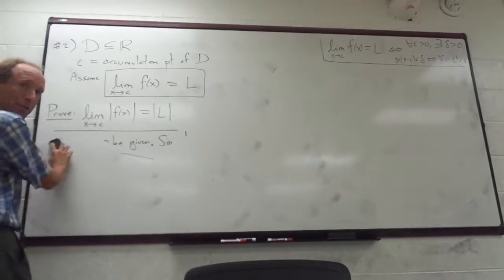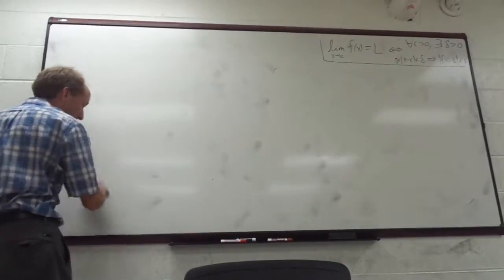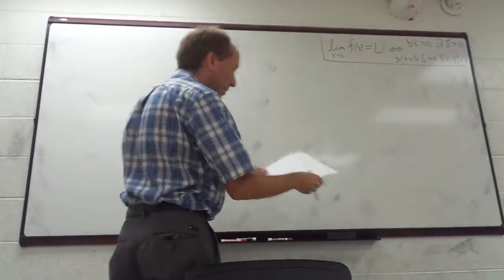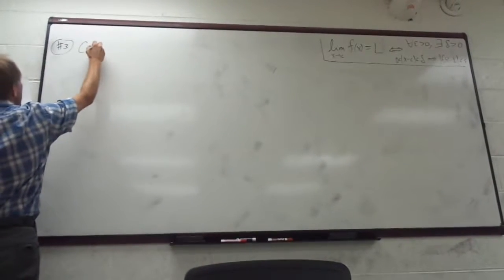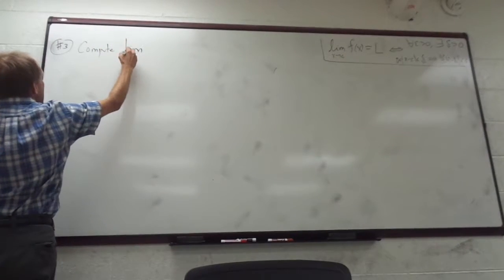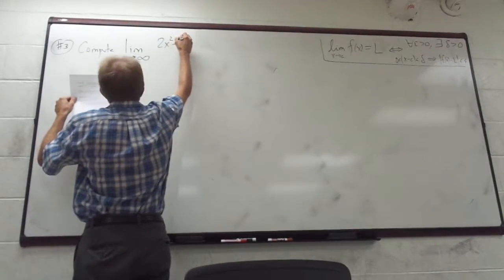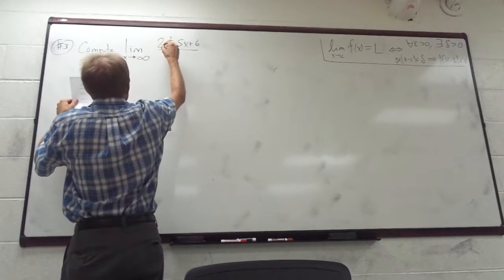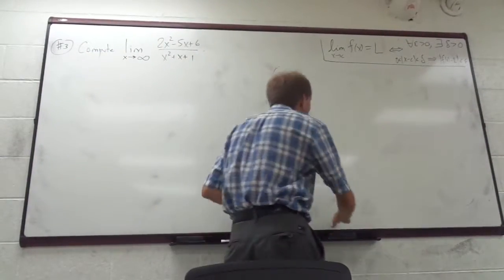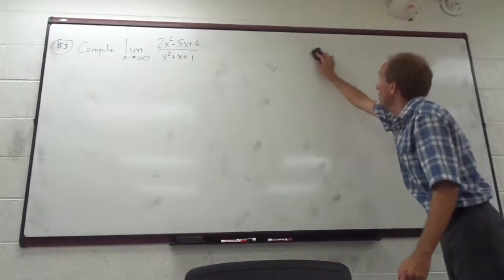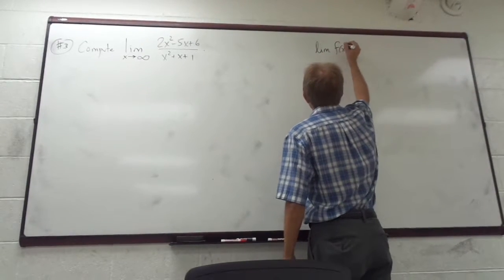See how these next ones go. The third one has to do with a limit at infinity. We talked a little bit about this this past week. So number 3, let's suppose I asked you to compute the limit as x approaches infinity of 2x squared minus 5x plus 6 over x squared plus x plus 1. I'm going to erase this limit definition and put in the one for infinity. This is one that you should be putting onto your flashcards.